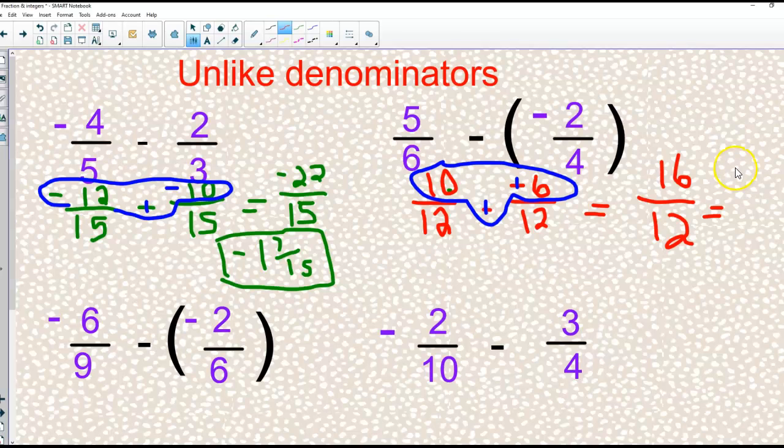Improper fraction, if you change it, you'll get 1 4/12, which can be reduced. 4 and 12 can be divided by 4. So you'll get 1 1/3. There is no negative sign here, right? We had a positive numerator. So final answer is 1 1/3.